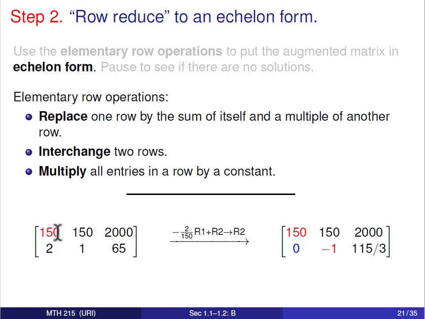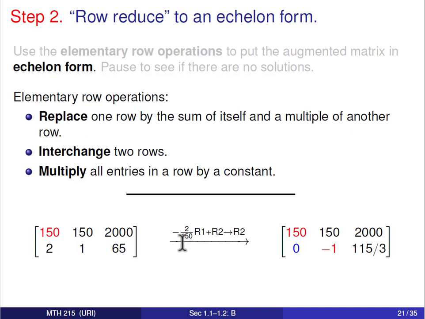And so one thing I could do is take my matrix here and keep an eye on that leading entry of 150. In order to create a 0 underneath that leading entry, I'm going to multiply that first row by -2 over 150 and add that to the second row, and that will create my new second row. So in other words, I'm doing a replacing step. I'm replacing row 2 by the sum of row 2 and -2 over 150 of row 1.